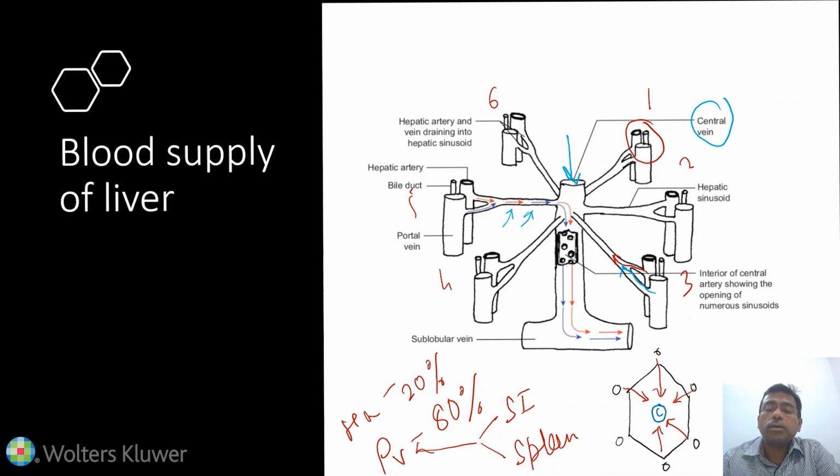In this figure, this part has been shown. I have tried to show the interior of the central vein where numerous sinusoids are opening. These are openings of the sinusoid. So the central vein drains into a larger sublobular vein, and eventually several sublobular veins will unite to form the hepatic vein.